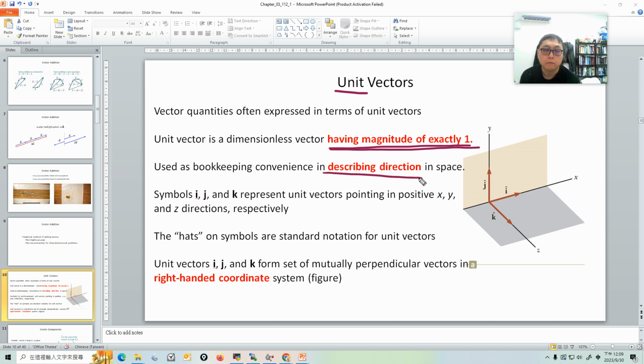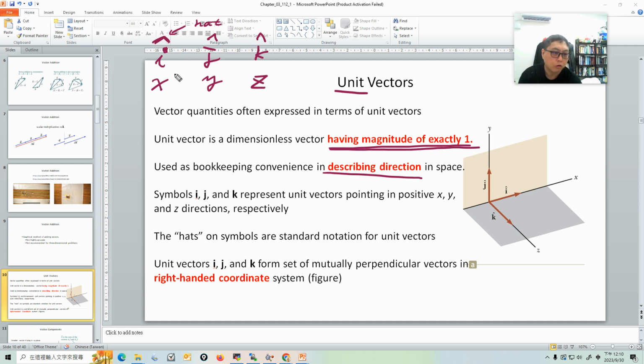In conventional notation, i is for x, and we always give a unit vector a hat. This symbol is called a hat. So we have i hat, j hat, and k hat, the conventional unit vectors. i hat means the x direction, j hat means the y direction, and k hat means the z direction. That's what we conventionally use.